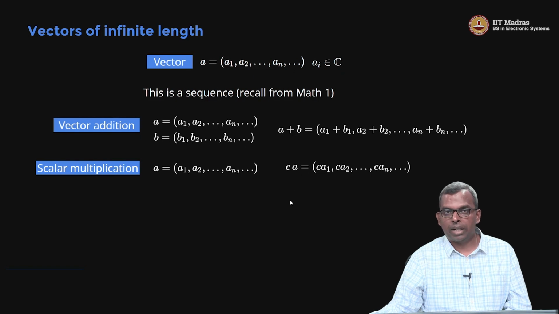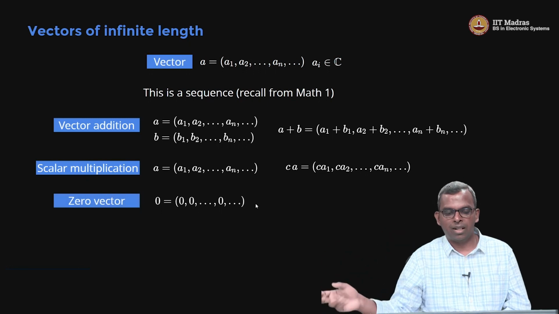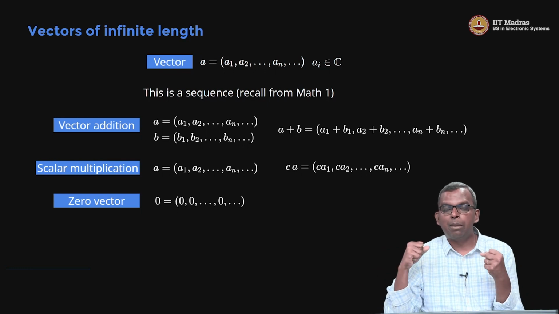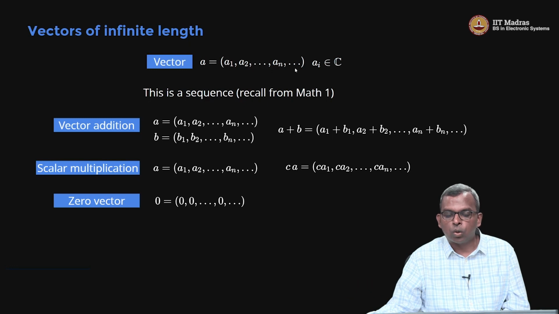Another thing about the vector space is you need a zero element. So of course, zero element is also there. You take the zero vector to be the all zero sequence, right? So you see that whatever elementary operations you are doing with vectors, you can do it even if the length goes to infinity. Nothing is affecting you because of the infinite length. Just addition, scalar multiplication, zero vector, you can do.